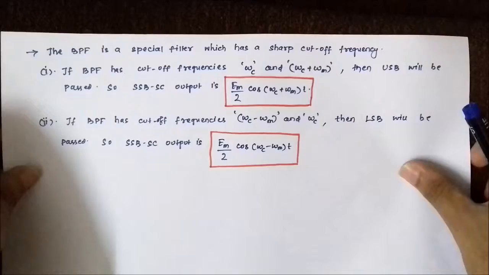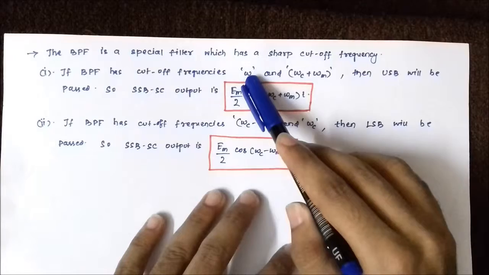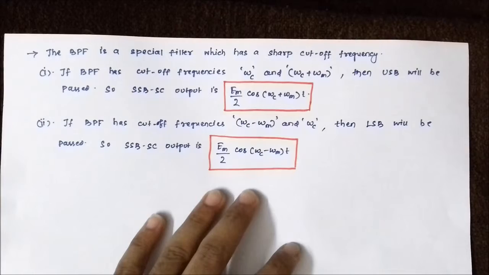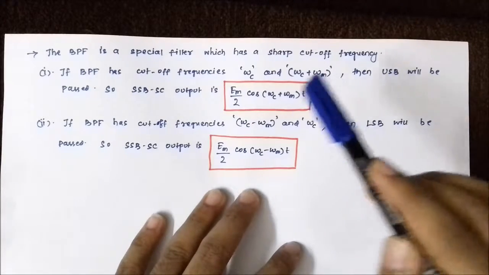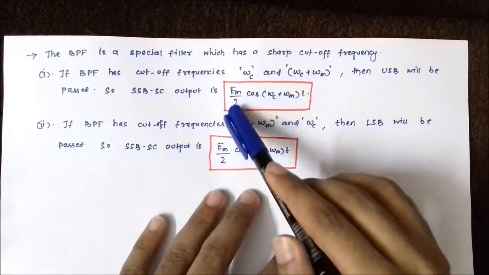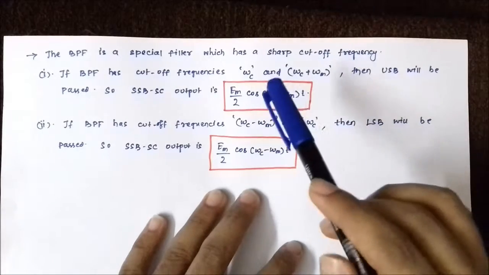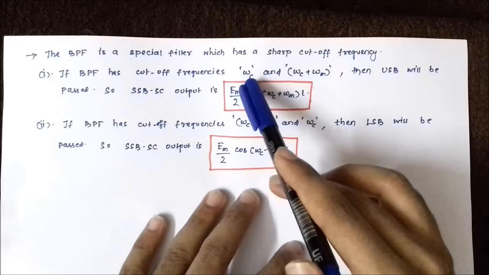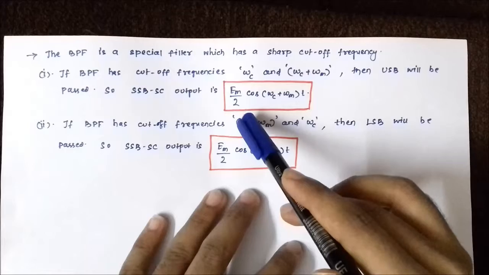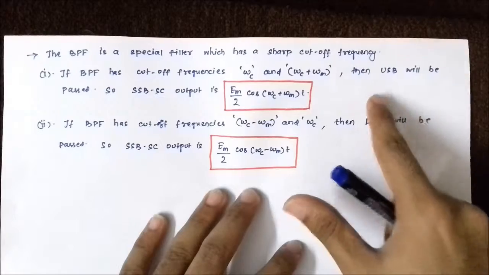Now if the band pass filter has cutoff frequencies from omega c to omega c plus omega m, the lower cutoff and the upper cutoff frequency, then the lower sideband will be suppressed and the upper sideband will be transmitted. Means the output will be Em by 2 cos (omega c plus omega m) t. This happens when the cutoff frequencies are in the range of omega c and omega c plus omega m. It means the lower sideband is suppressed and the upper sideband is passed. This is the single sideband suppressed carrier signal.